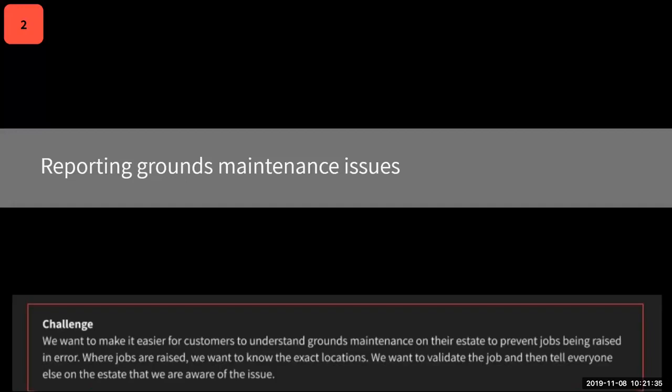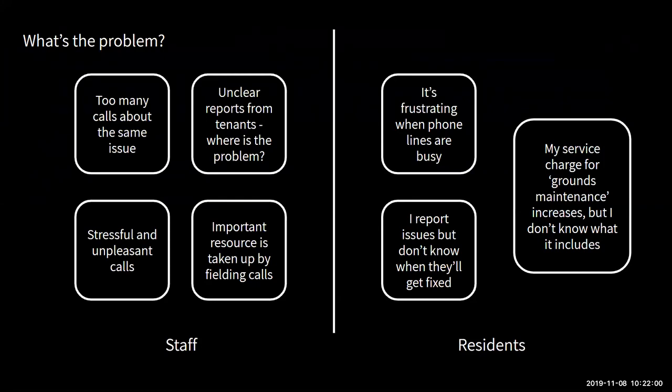And then finally, we wanted a demo of the working prototype, so as much as possible to see something working. And actually, I'm going to take you now through the winning solution on the day, which was number 2 about reporting grounds maintenance issues, where we wanted to make it easier for customers to understand what was happening on the estate, to prevent jobs being raised in error or duplication, and where jobs are raised, we wanted to know exact locations. We wanted to validate the job and make sure that everybody else that needs to know about it was aware of the issue. And the problem that we're trying to solve was kind of multifaceted.